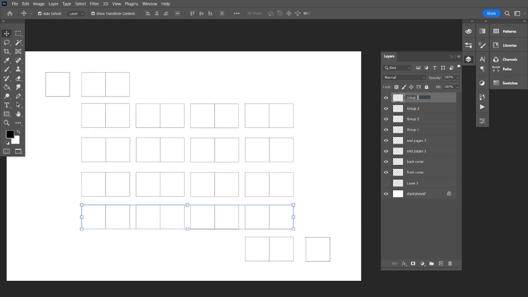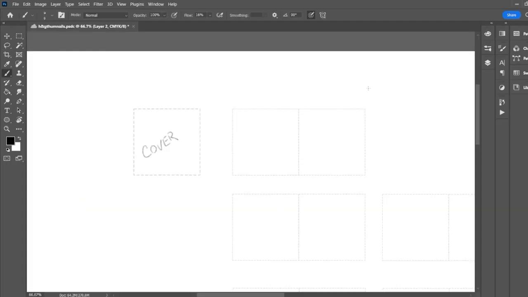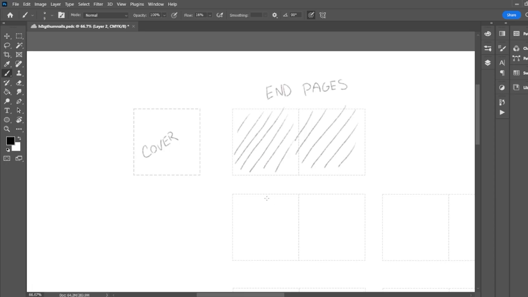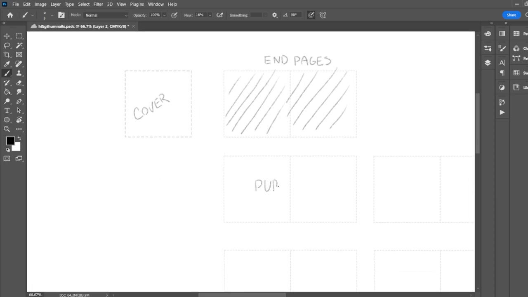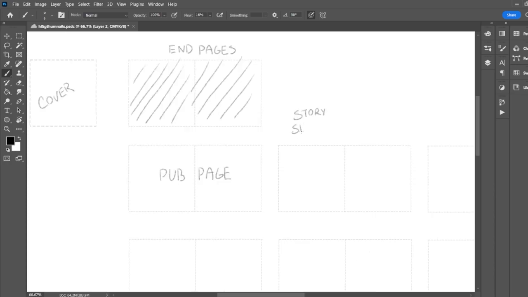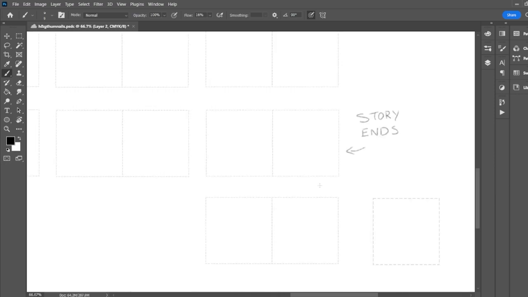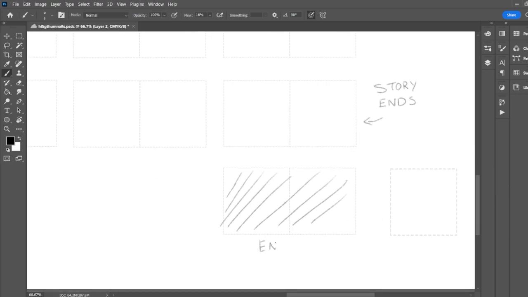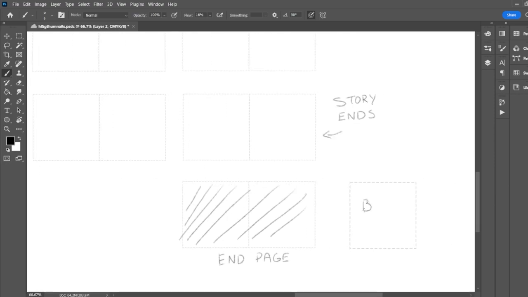So this is going to be a 32-page children's book. You would have a cover, and here these pages are called end pages. And if you don't know what they are, I'll show you in an actual book. And then of course you have the publication pages, or publication page and title page, whatever you want to say. And then the story would start about there. And then similarly at the end you have some end pages, and then of course the back cover.